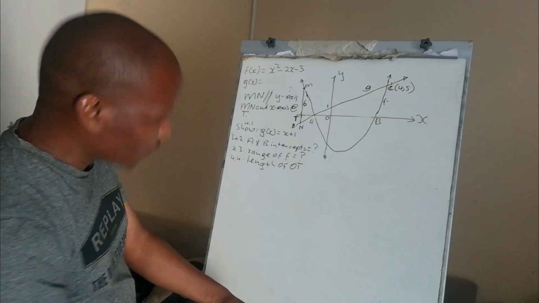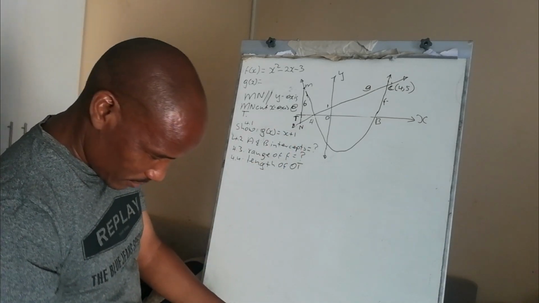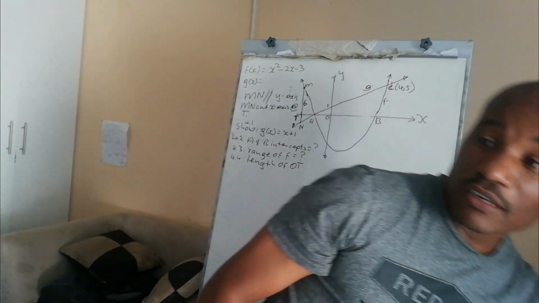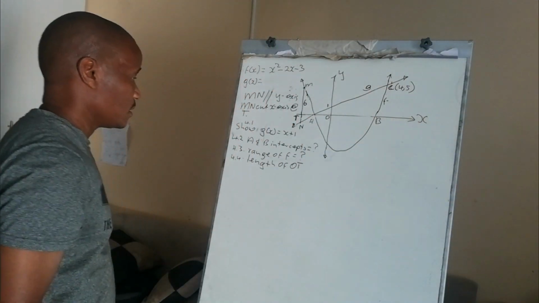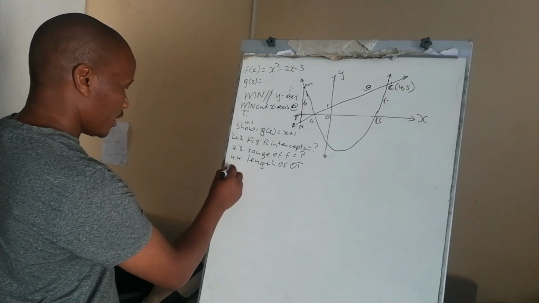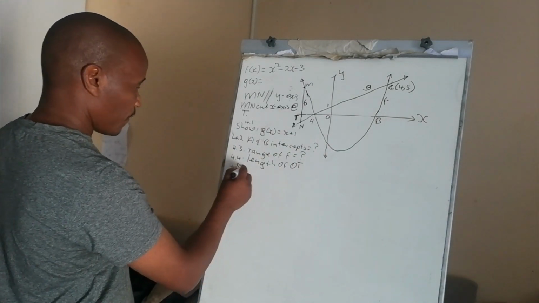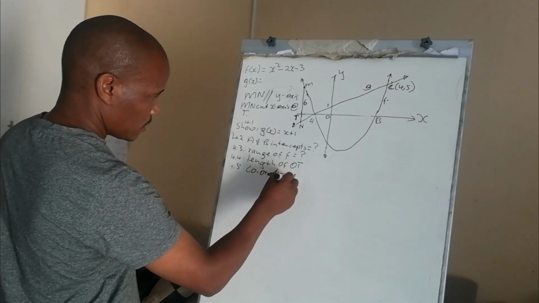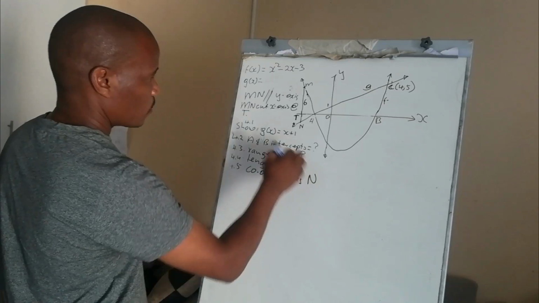And write down the coordinates of N. 20 marks. Straightforward. 20 marks. Or we also have to calculate the coordinates of N.